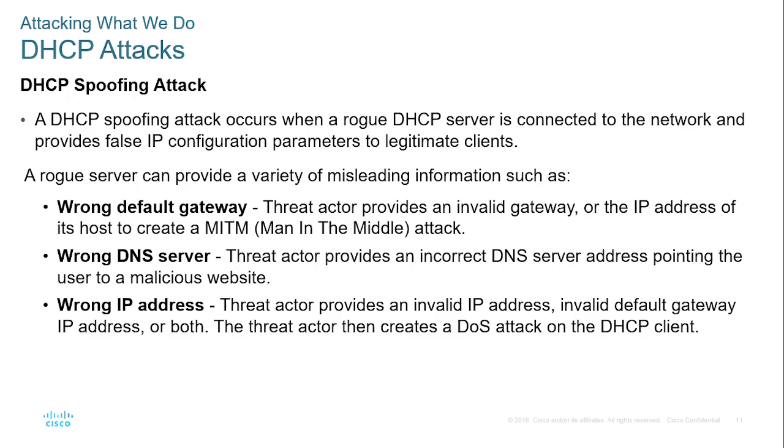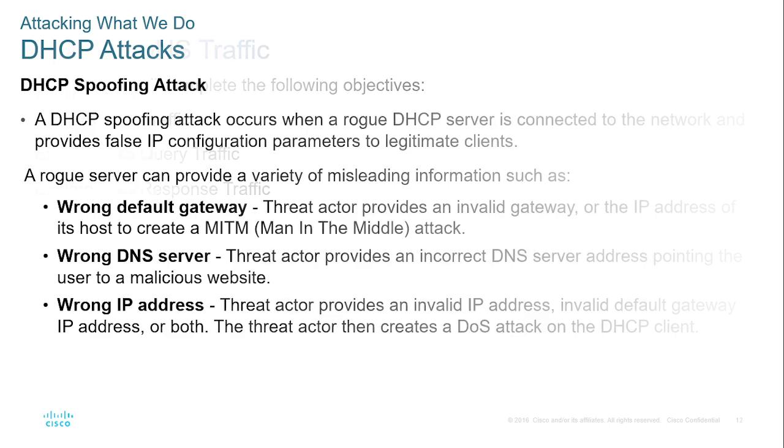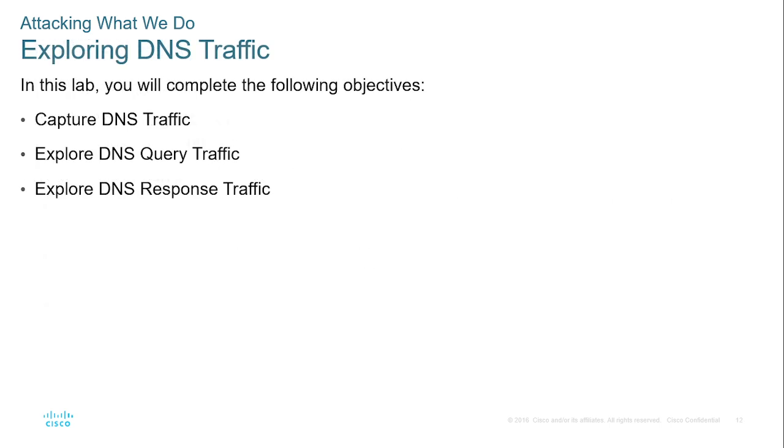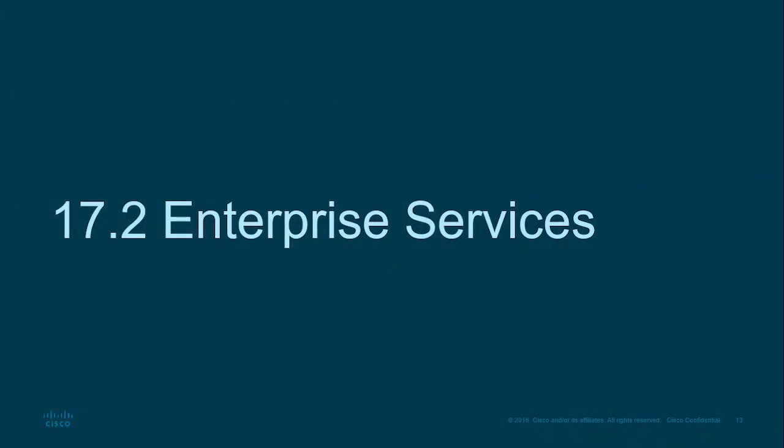And lastly, of course, a client can get a wrong IP address that it wasn't supposed to get, or both a wrong IP address and a wrong default gateway, or either, and so on and so forth. We will have a lab on capturing DNS traffic, and we'll see how you can poison the DNS. Hope to upload that soon.